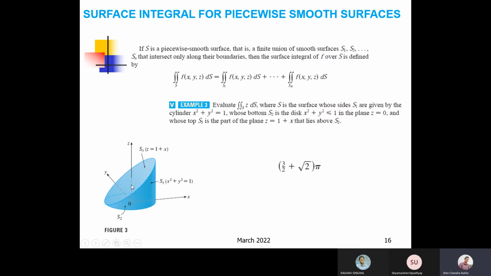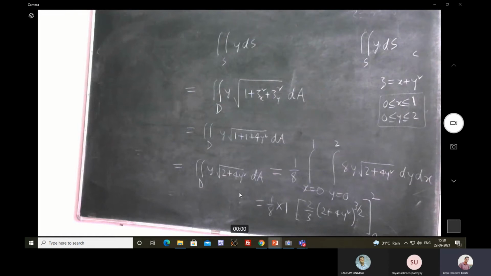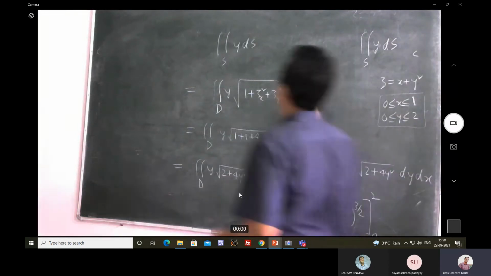Okay. And then thirdly, you have this plane given by z equal to 1 plus x. Okay. So you have to evaluate this integral. So how to go about it? Okay. Fine.